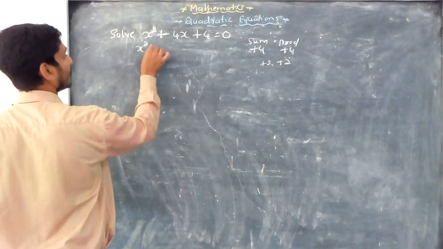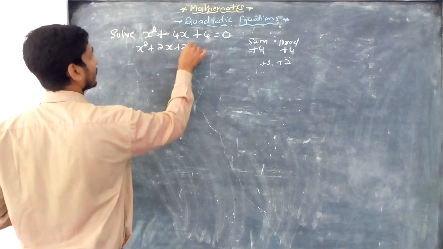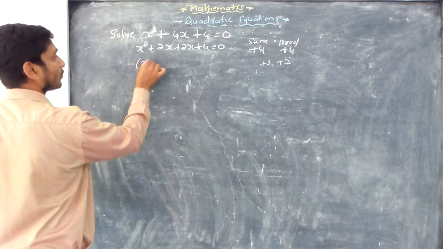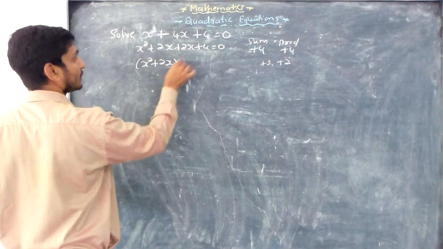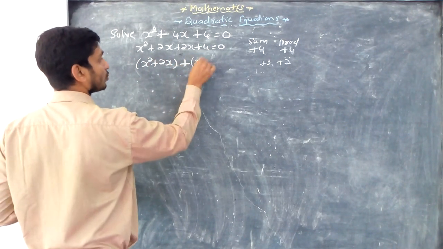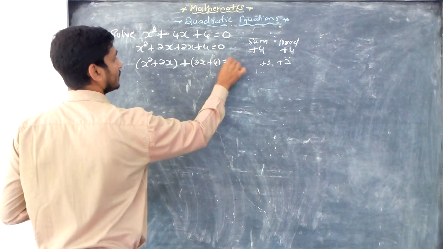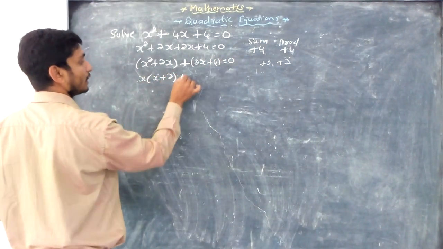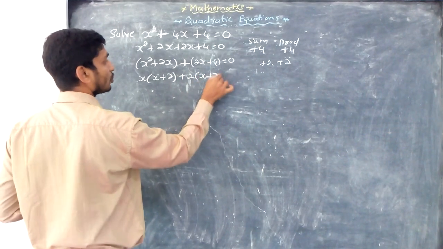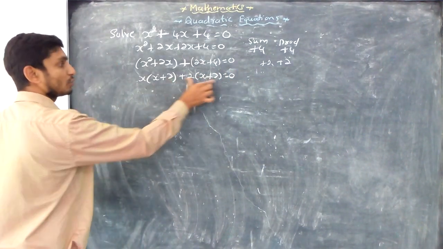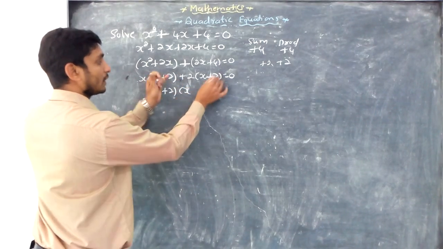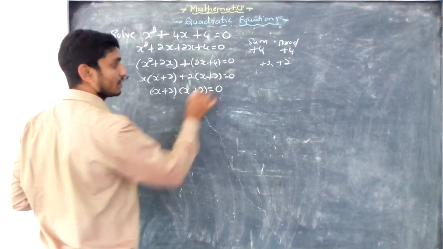Yes, x square plus 2x plus 2x plus 4 is equal to 0. Now in these two you have to group x square plus 2x, and these two you have to group, that is 2x plus 4 equals 0. Now in these two you can take x common, x plus 2 remains. In these two you can take 2 common, x plus 2 remains. Now x plus 2 you can take common. Here x remains, here plus 2 remains equals 0.